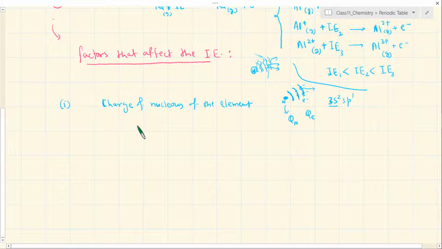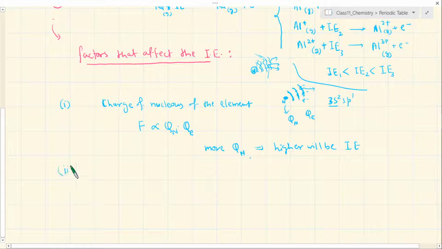Okay, so for example, I said that this force of attraction will be directly proportional to Qn and Qe. This Coulomb law you will study in physics. I am just trying to relate here. You don't have to know this formula, but I am trying to tell you the force of attraction depends upon this. So naturally, more the nuclear charge, more will be the attraction, and hence more the charge Qn, higher value will be for first ionization energy. Higher will be the ionization energy, because you will require more energy to remove the electron.